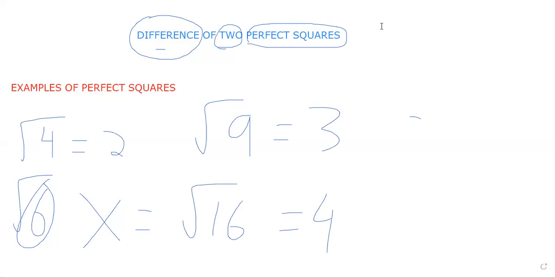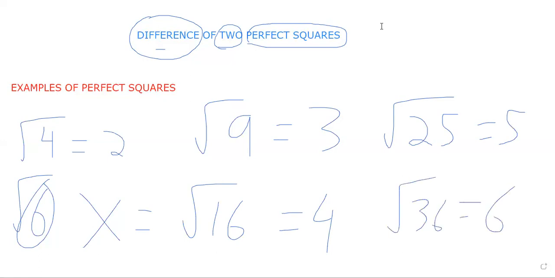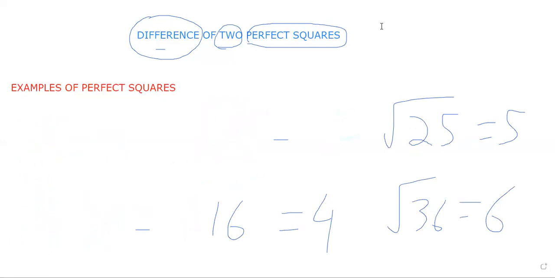What else? What else do you have? 25. Is 25 a perfect square? Yes, because the square root of 25 is 5. We also have 36. The square root of 36 is 6, and you go down to 49, 64, 81, 100. All those numbers are perfect squares because their square roots are whole numbers, not decimals or anything, right? So with that said, you know the perfect squares for the numbers.